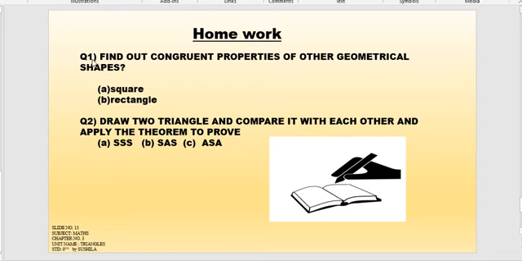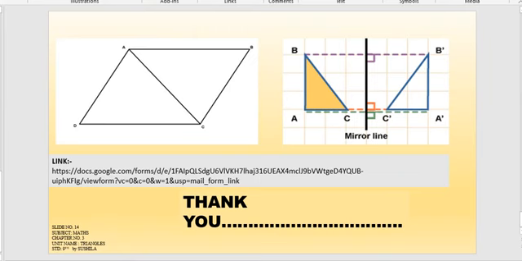In that you have to do two questions. The first question is to find the congruent property of other geometrical shapes. Similarly to what I have shown you in this activity, with two triangles being congruent to each other, you have to find out whether other geometrical shapes like a square or rectangle also have the congruent property or not, right? Question number 2 is to draw two triangles, apply all the theorems and prove whether they are congruent or not, right?